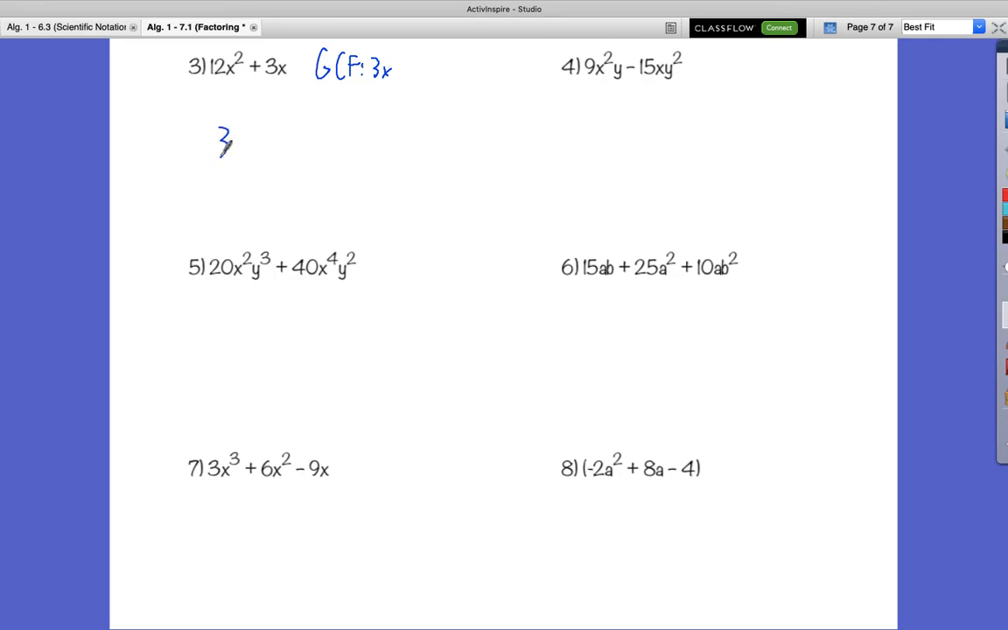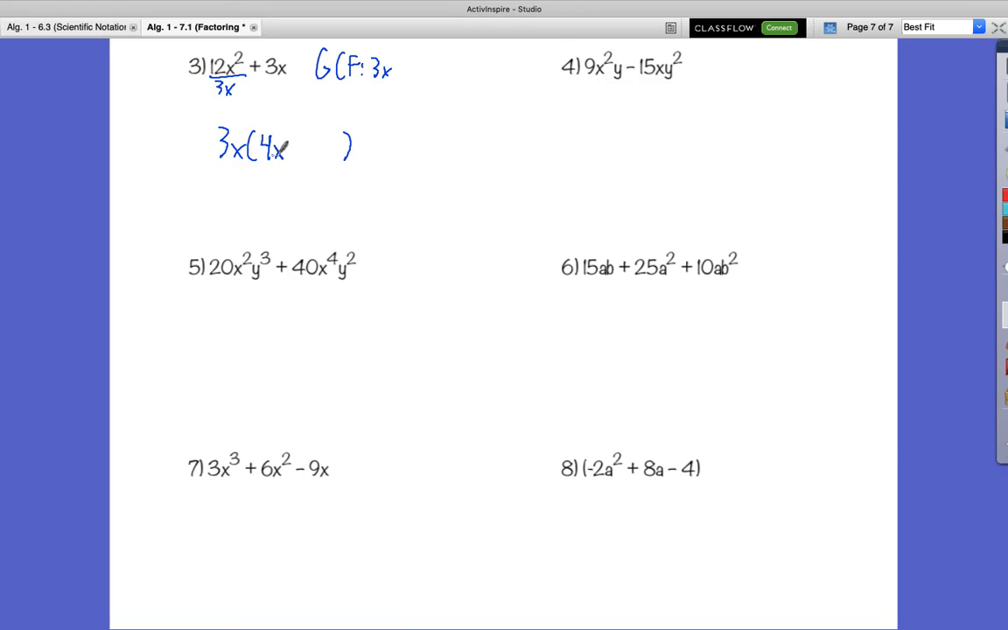So we're going to put this 3x outside of parentheses here. And now to figure out what goes inside the parentheses, we take each of the terms and divide it by our GCF. So 12x squared divided by 3x is what? 4x squared. Not 4x squared, but just 4x. Because what happens when you have x squared divided by x? What do we do with those exponents when you divide? You subtract. So what's 2 minus 1? 1. And another way to think of it, if I'm taking an x away from this 12x squared, we're left with 1.